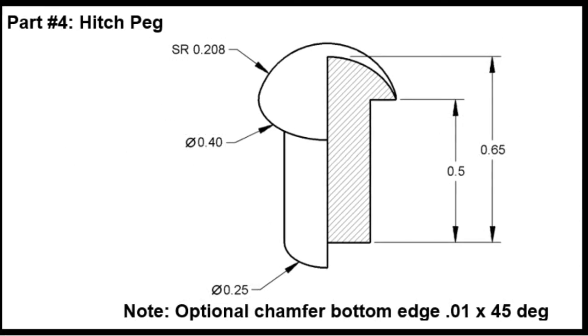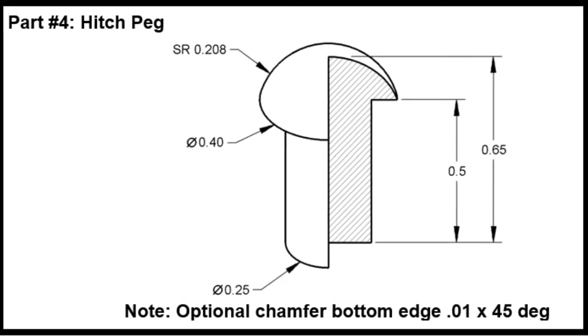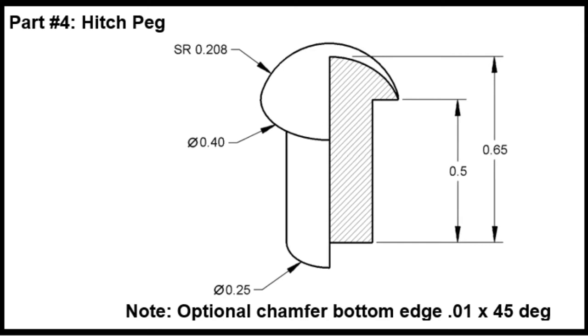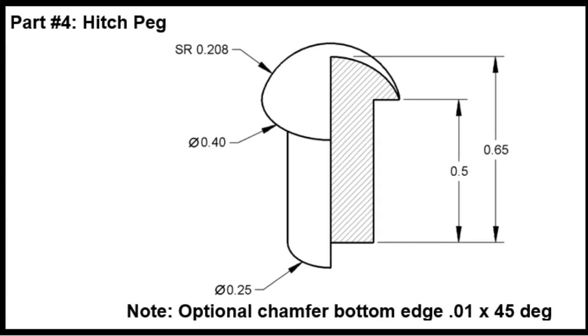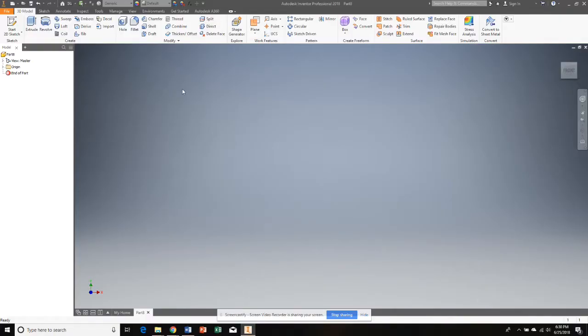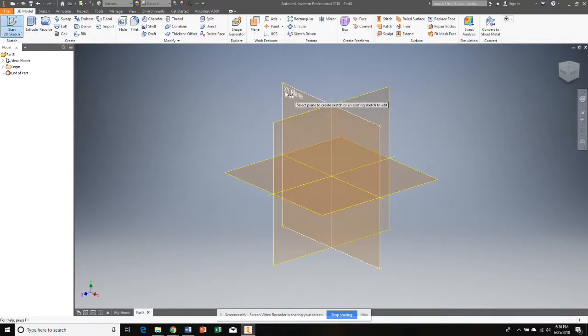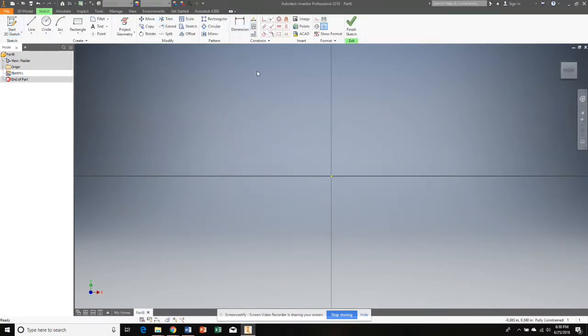Welcome to part 4, the Hitch Peg. Open up Inventor and start a new part. We're going to do it the same way we did the stack. We're going to start a new sketch. I'm going to choose my XY plane so I can have it standing up and down.